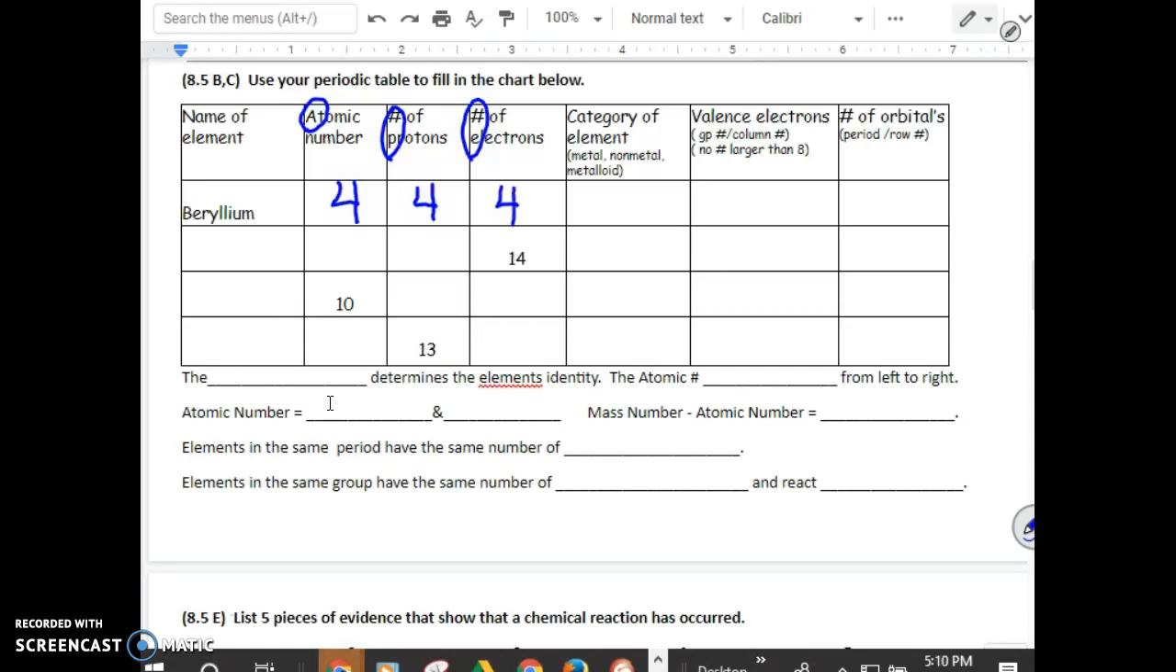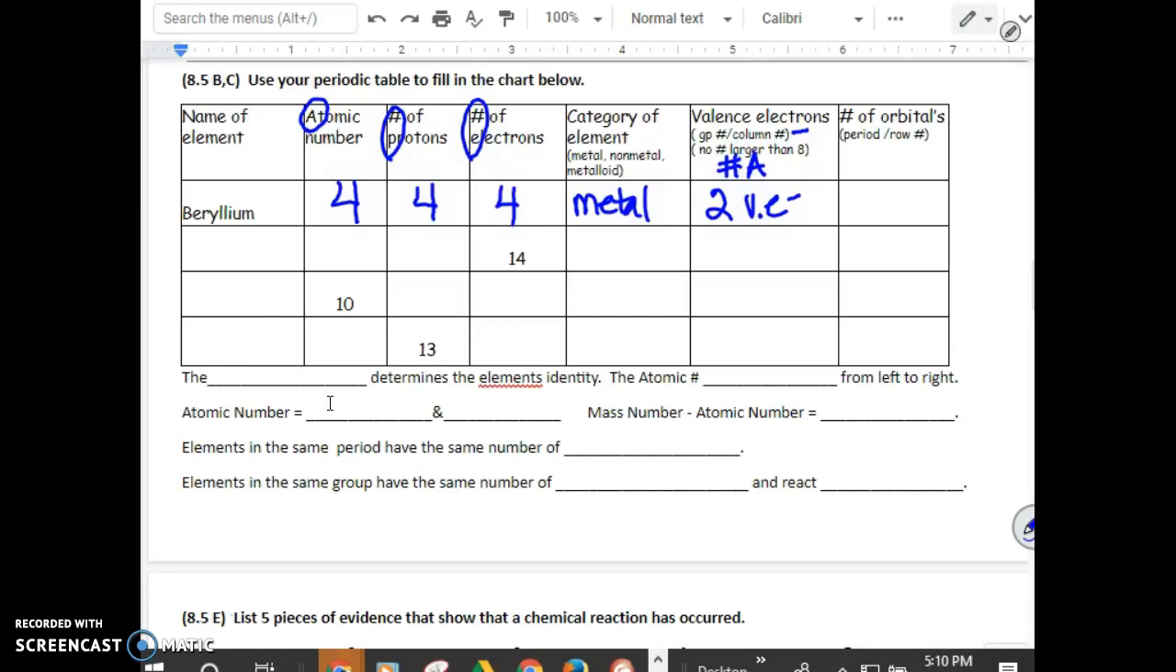And by looking at this, I know that this is on the left side of the periodic table, which is where my metals are, with the exception of, of course, hydrogen. Valence electrons, this is going to be the group number. So this tells me it's the little A number that's there. So it is in group number 2. So this has 2 valence electrons.